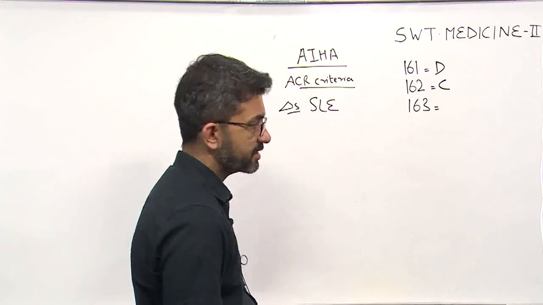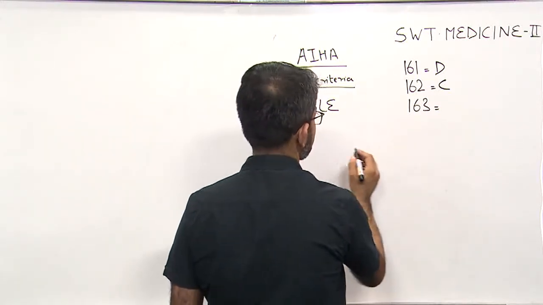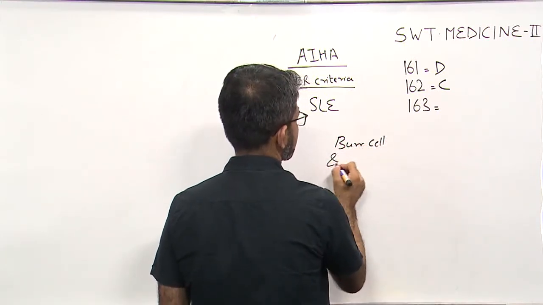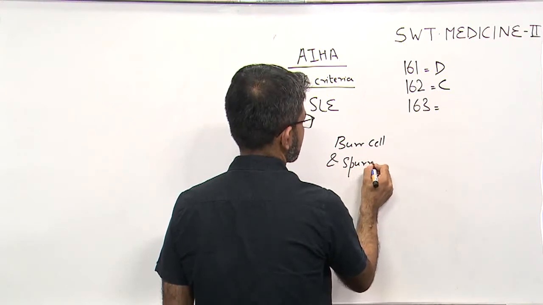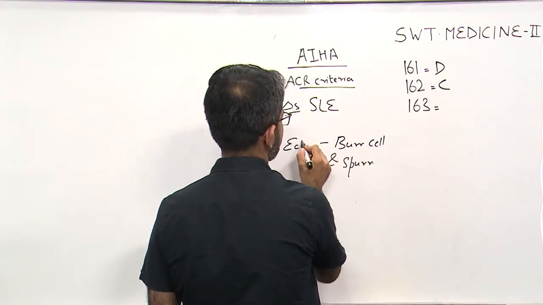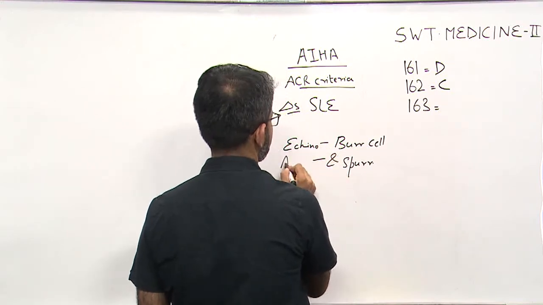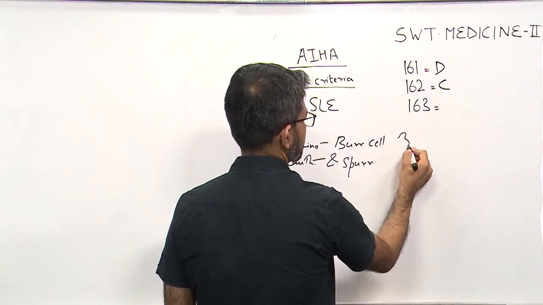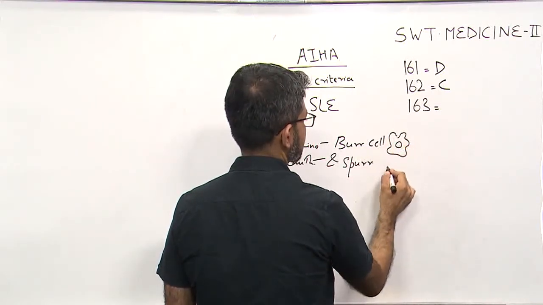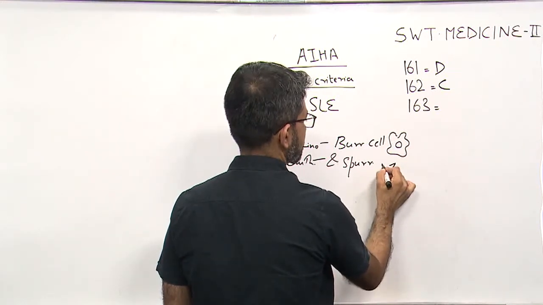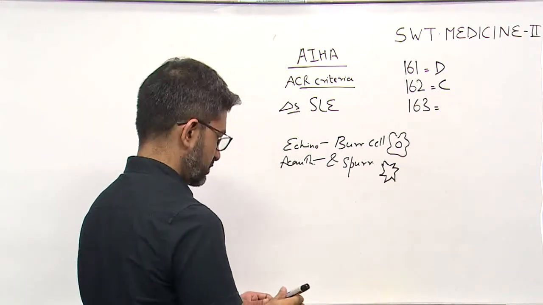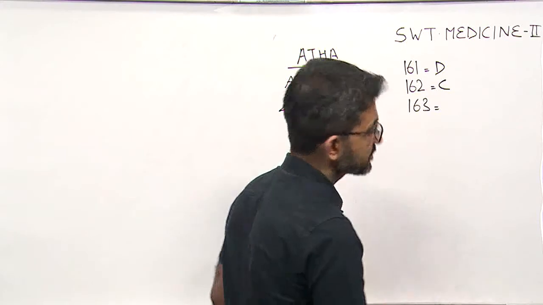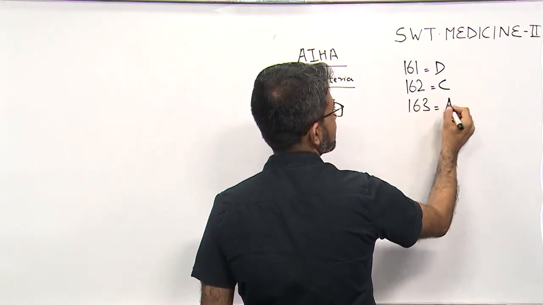Spur cell anemia. Yesterday I discussed in a question the difference between burr cell and spur cell. This is echinocyte, this is acanthocyte. This is smooth with central pallor, this is sharp with no central pallor. So, question number 163, answer is A, spur cell found in alcoholic liver disease.